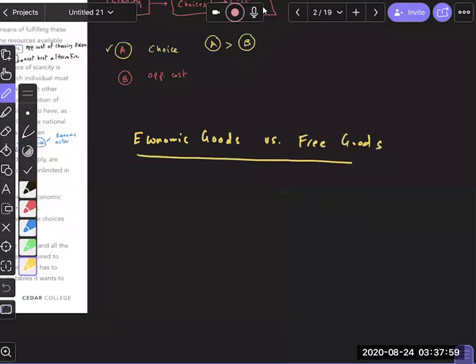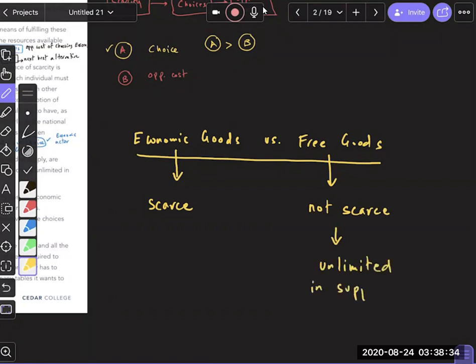Okay, so what are economic goods versus what are free goods? We say that economic goods are all those goods which are scarce. Any good that is out there which is scarce is called an economic good, which means that the resources I use to make that good are limited in supply. While a free good for us is any good that is not scarce, or in other words, unlimited in supply. So free goods are unlimited in supply, while economic goods are scarce, and they are limited in supply.